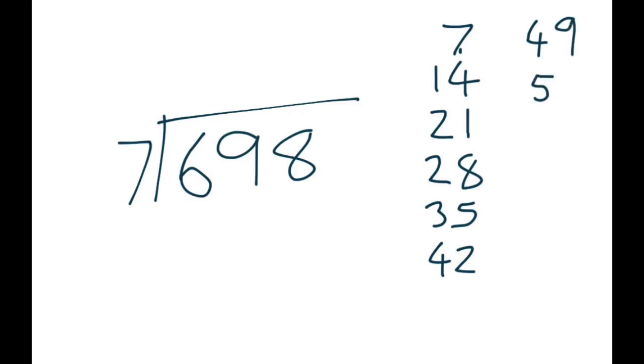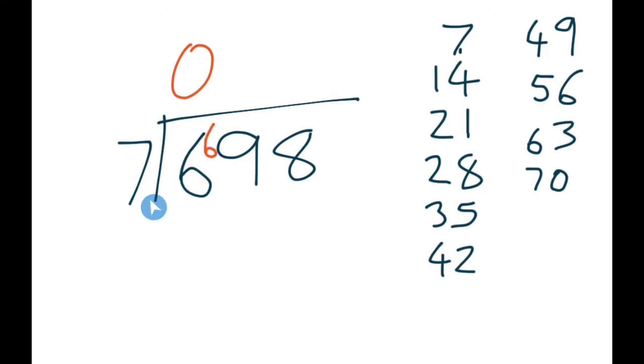49, 56, 63 and 70. Let's stop there for now. Okay, 7s into 6. That's too small, it doesn't go. So there's 0. That means all 6 of these haven't been used. So we'll exchange them. Okay, 69.